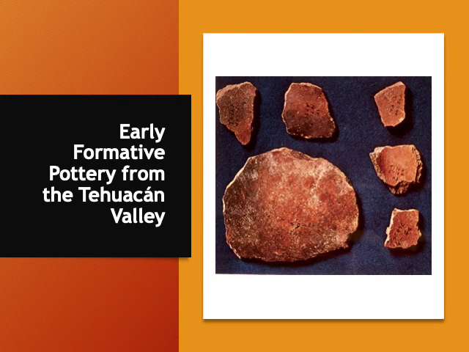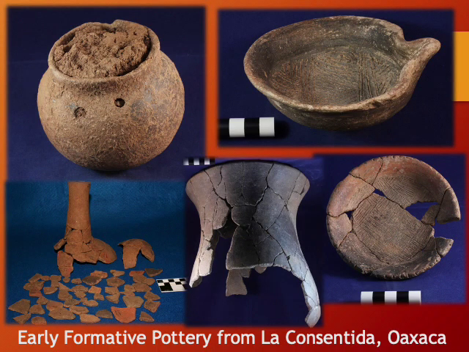So here in this picture you can see some of those Tehuacan Valley pottery pieces that Scotty McNeish was discovering in the 70s. And then here from my own research in coastal Oaxaca, you can see some pottery from an early formative site that's really in some pretty diverse forms.